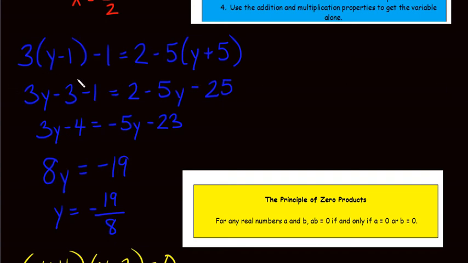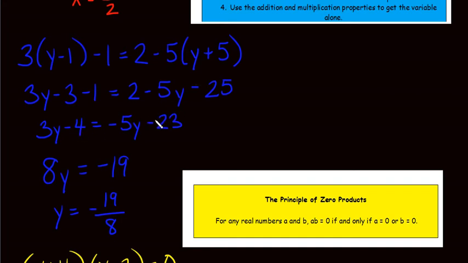So, here's another one with some parentheses. I'm going to distribute my 3 across the y and negative 1. So I have 3y, take away 3. This 1, nothing can be done with it, so there it is, equals 2. And now I'm going to distribute my negative 5 across the y and the 5: negative 5y minus 25. So I kind of shortened this a little. I had a negative 3 and a negative 1, so it became negative 4.